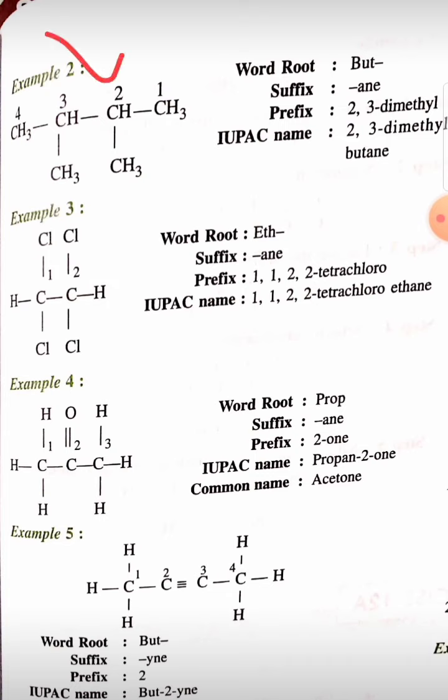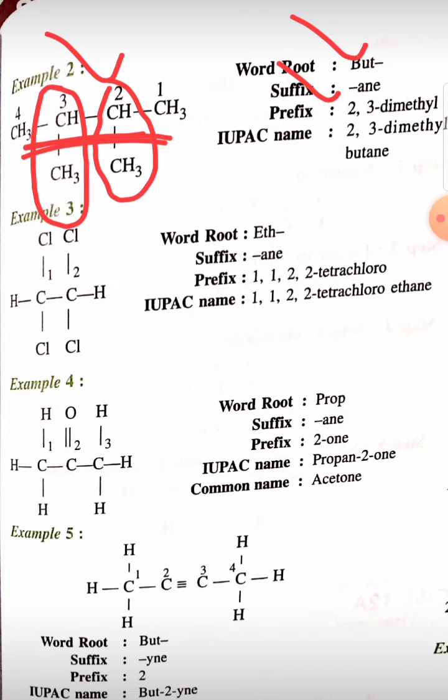In this particular example, you can find 4 carbon atoms in the longest chain. So the root word is but, because of the 4 carbon atoms. Between the carbon and carbon you can find a single bond, so the suffix is ane. To the second carbon atom there is one methyl group, and similarly to the third carbon atom also there is one methyl group. So the prefix will be 2,3-dimethyl. So the IUPAC name is 2,3-dimethylbutane.